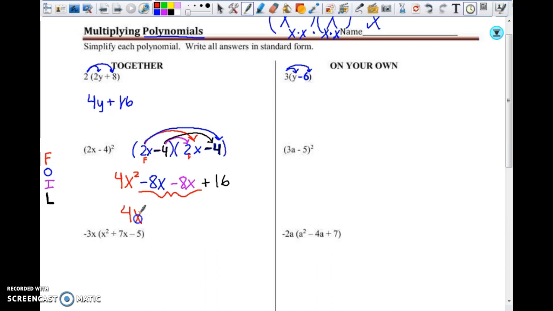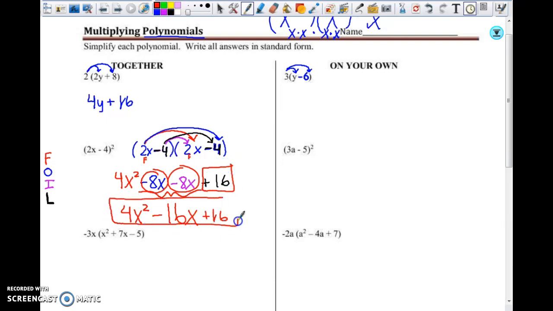Okay, so your final answer, this first term had nothing to combine with. So I bring down your 4x squared. I have a negative 8x here plus, right, a negative 8x here. If you do the math, use a calculator, that's going to give you a negative 16x. And then can this positive 16 be added to anything? No, so we just bring it down. And that is your final answer.